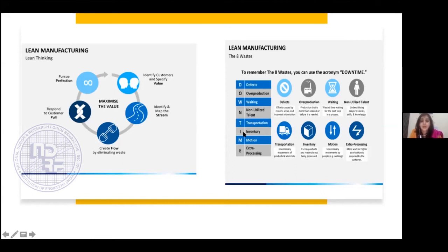And then I is for inventory. Lesser inventory is better. M for motion. Motion is applicable to the operator or even the resources. Don't move the resources around too much. That will add up to the extra time. And then E for extra processing, right? If you're drilling a part on a machine, and you do extra rounds of drilling, that's not required. It's over processing. So those are the 8 wastes.